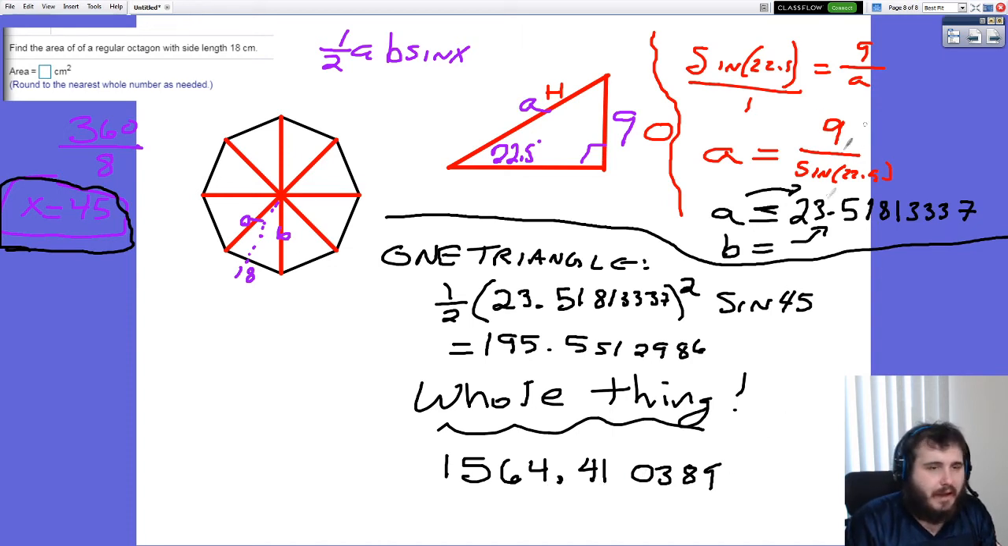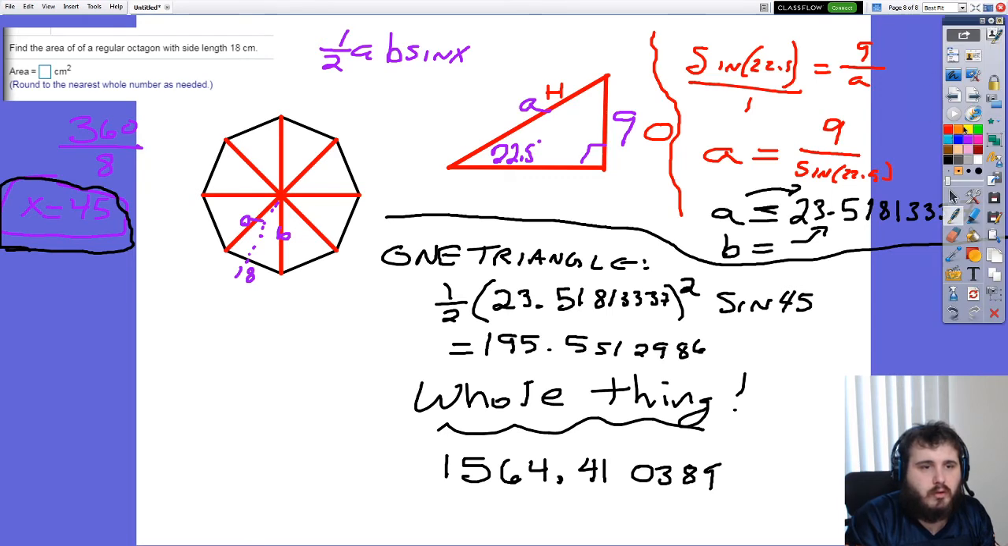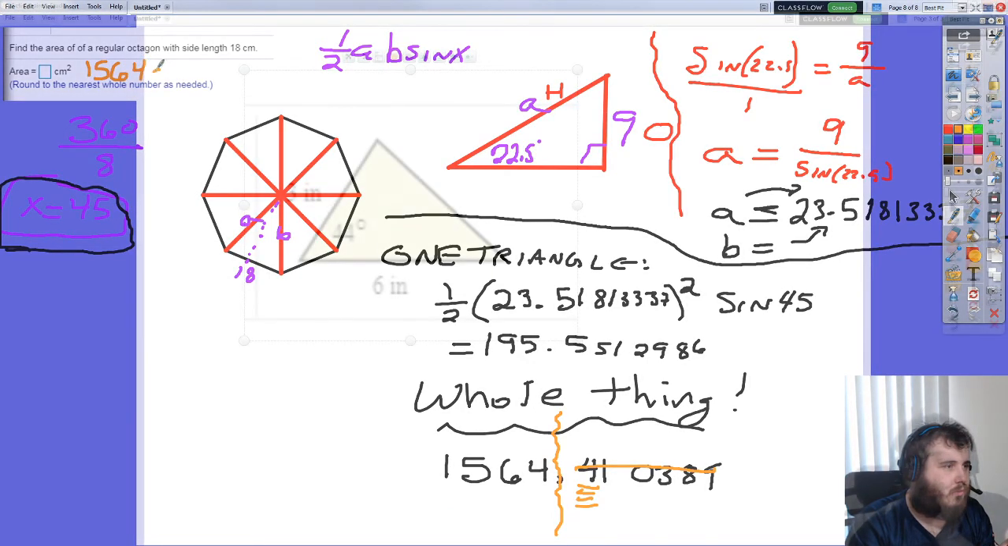And then from here, I need to round. I need to round to the nearest whole number. The nearest whole number is here, so I'm going to put my line right here, and I'm going to look at this number right here. That's a 4. That is less than 5. So this rounds down, and my final answer that I put in the box is 1,564 centimeters squared.